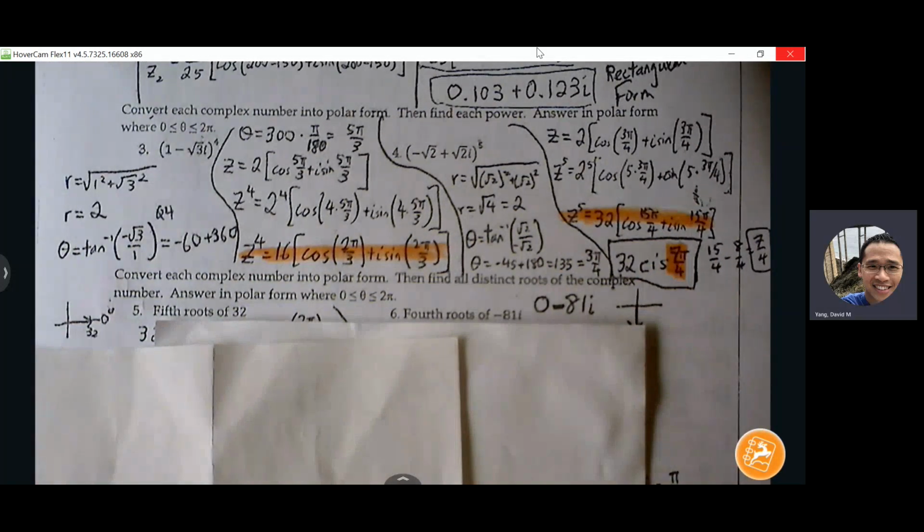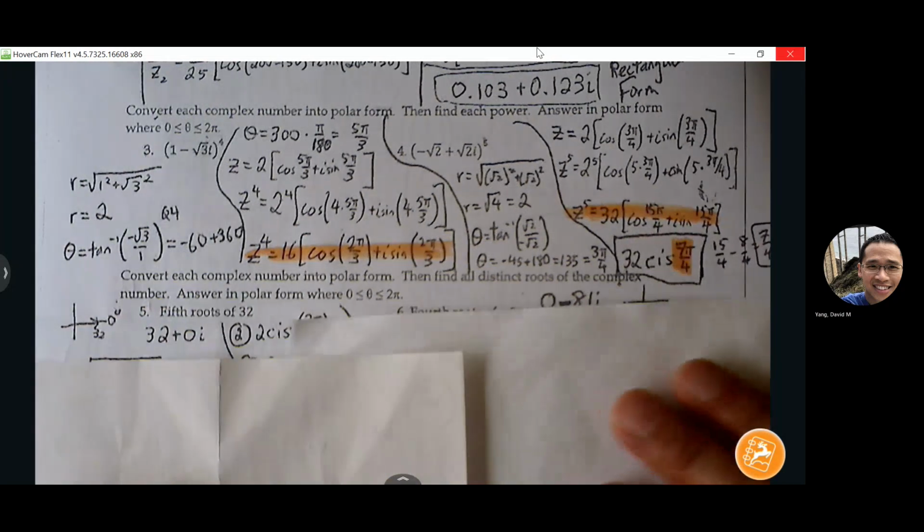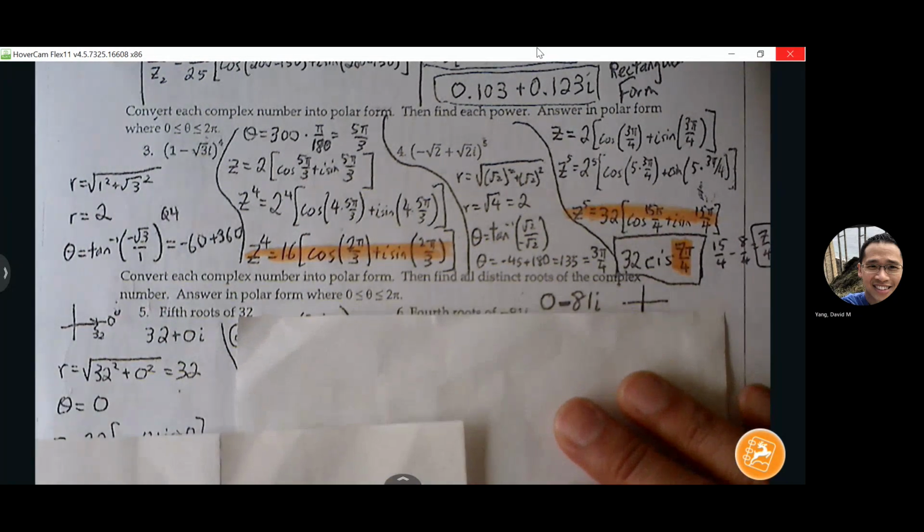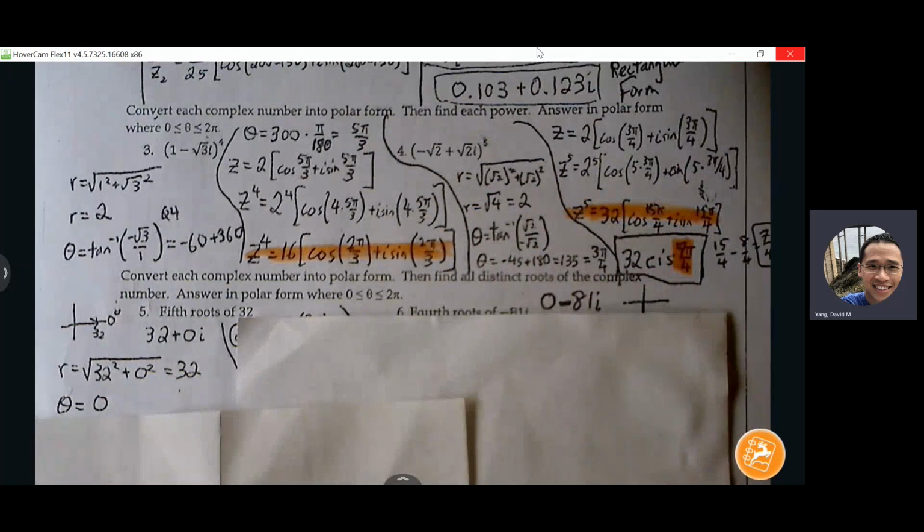Okay, so 32 plus 0i. If you graph that point, what's the radian measure there? Oh, sorry, yes, the radius is 32, right, but the theta is 0, because you're just going to the right. The theta is 0. Radius. Okay. Yeah, I'll work it out.